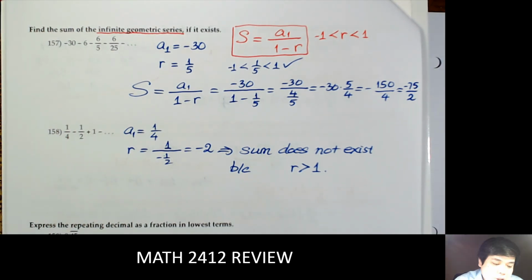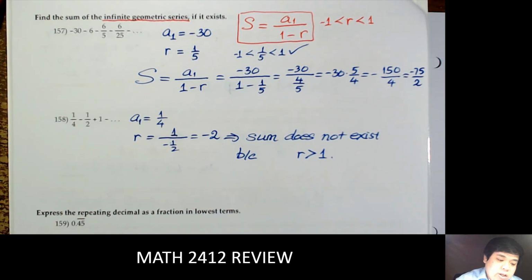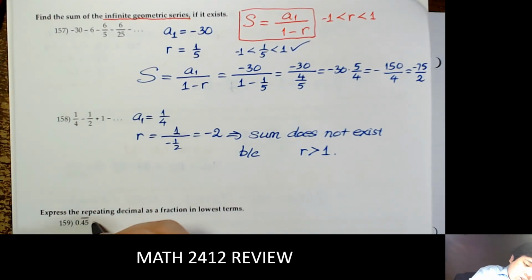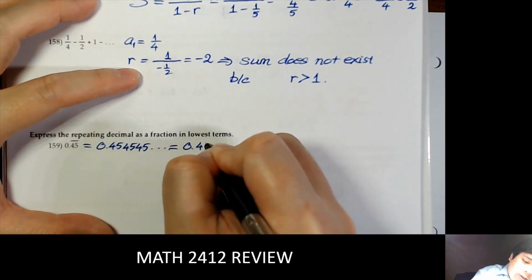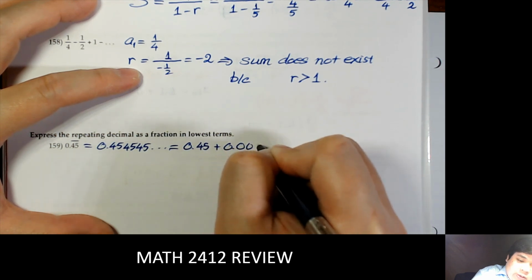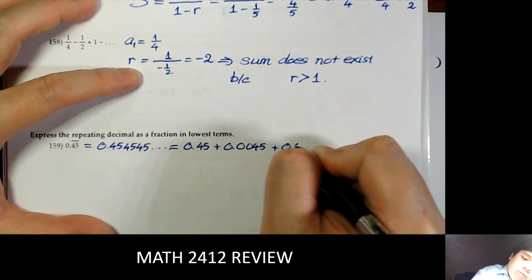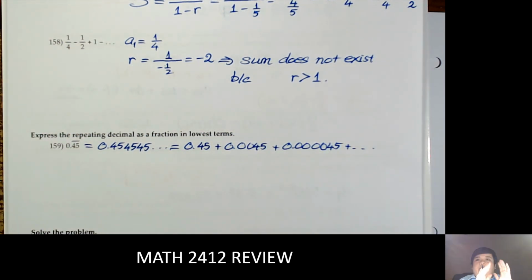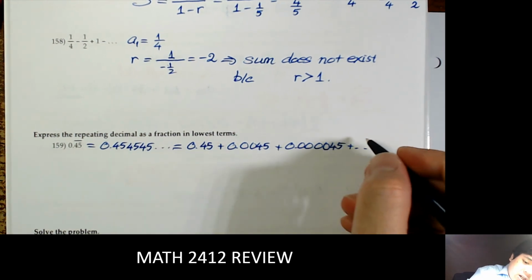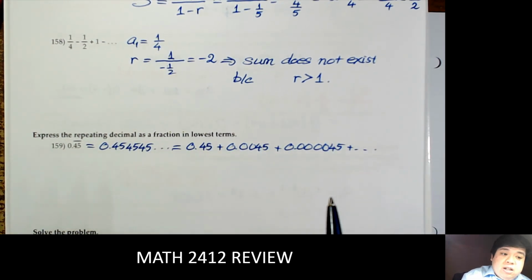Next, let's express this repeating decimal as a fraction. We write that as 0.45, 45, 45, and so on, which is 0.45 plus 0.0045 plus 0.000045, and so on. So that's the idea: 45, and then move the decimal point 2 places to the right, and keep doing that. And so this is the infinite geometric series.